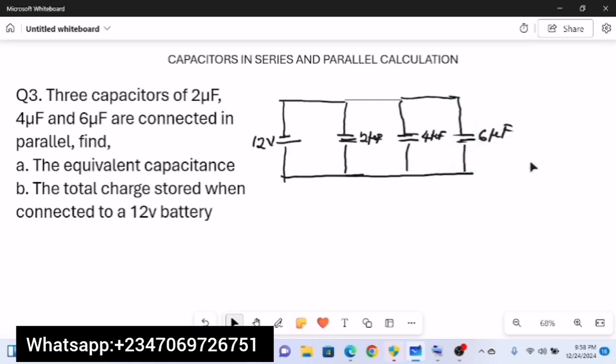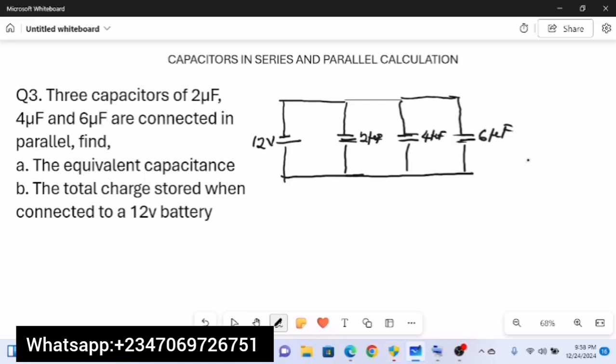Now by definition, capacitors are said to be connected in parallel when they are arranged in such a way that the same potential difference flows through them but different charges, right? So the charge flowing through each of these capacitors is different, but the potential difference is what? The same. Now let's start with the first part, to find the equivalent capacitance.